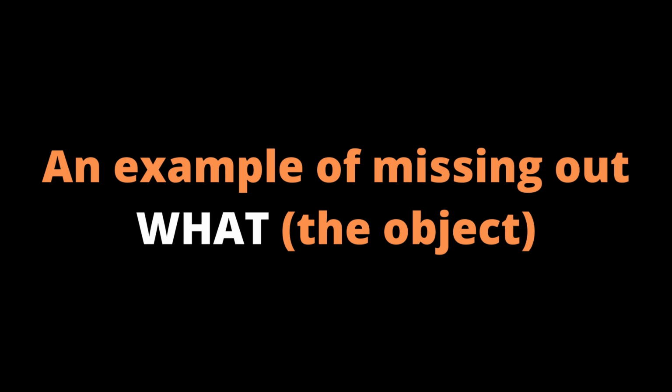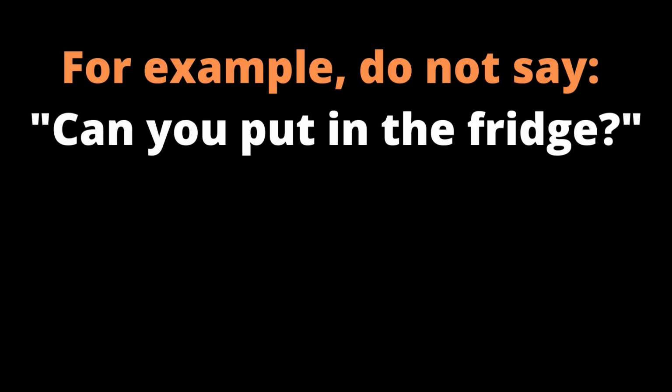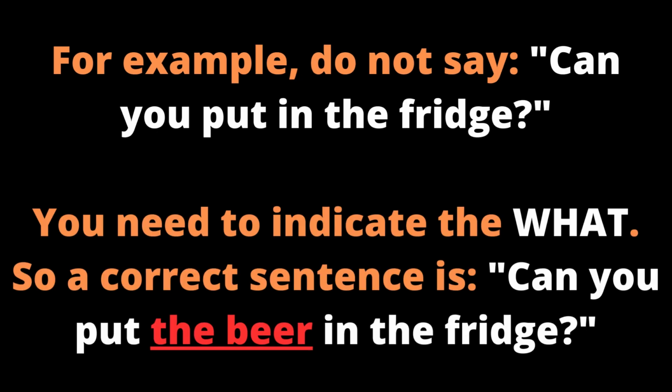All right, so let's just illustrate the problems that students have with the verb put. So firstly, with what, here's an example of the verb put without the what or the object. So we've got the question, can you put in the fridge? This sounds really bad, and so you really need to get it right. So a possible correct sentence is, can you put the beer in the fridge?